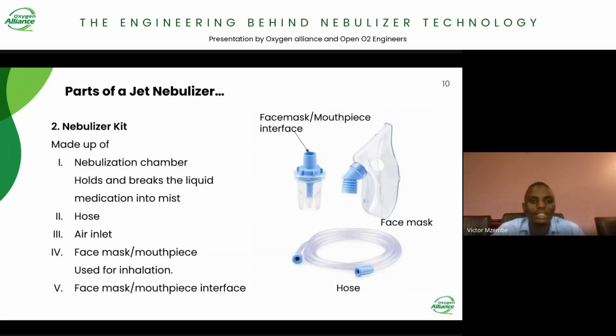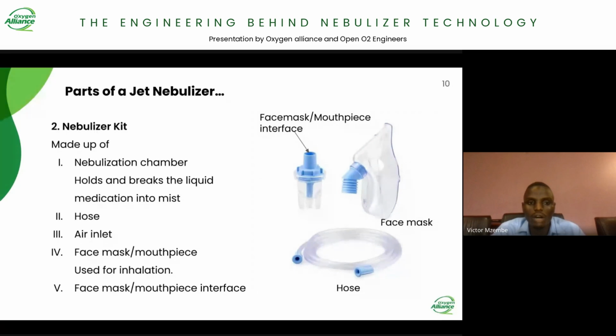The other part, as mentioned, is the nebulizer kit. Generally, this is where the nebulization takes place. The nebulizer kit is made up of different parts. Number one, which is the major part, is the nebulization chamber. The nebulization chamber holds and breaks the liquid medication into mist. We also have a hose. A hose or tubing is connected between the compressor and the nebulizer cap. It takes compressed air from the compressor to the nebulizer cap.